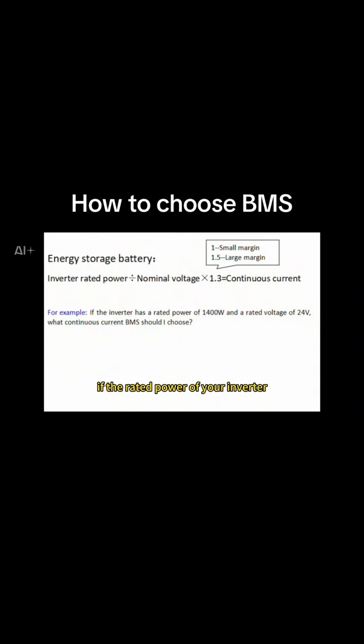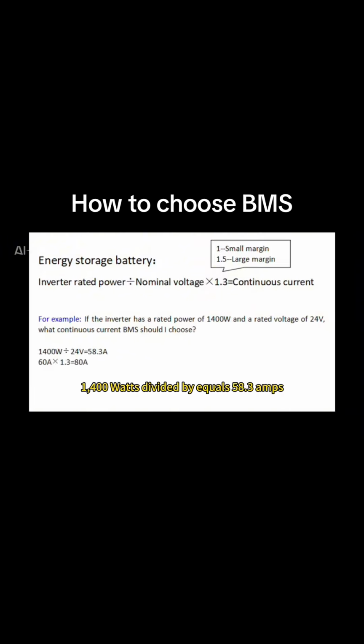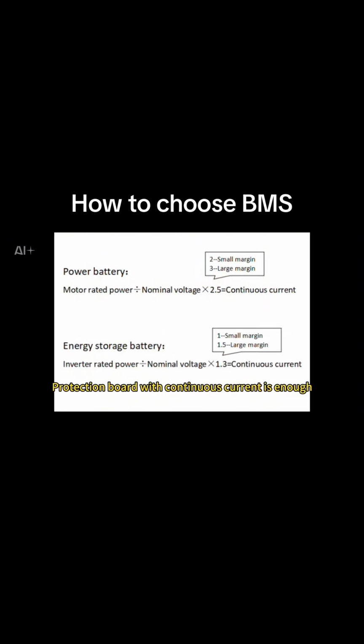If the rated power of your inverter is 1,400 watts and your nominal voltage is 24 volts, then you can calculate it like this. 1,400 watts divided by 24 volts equals 58.3 amps. Let's take an integer, 60 amps, times the 1.3 times margin, which is 80 amps. Here we choose 80 amps. A protection board with 80 amp continuous current is enough.